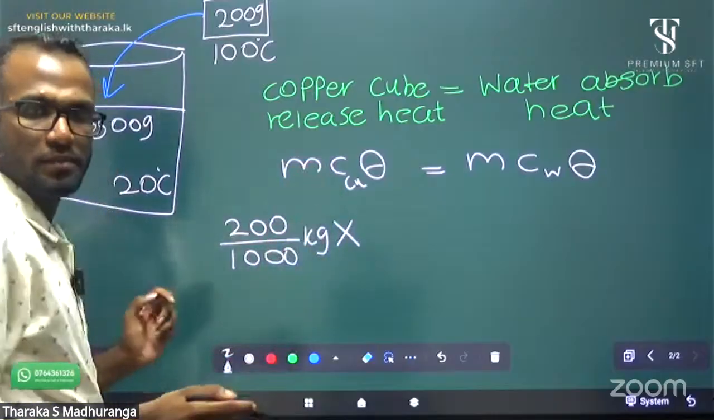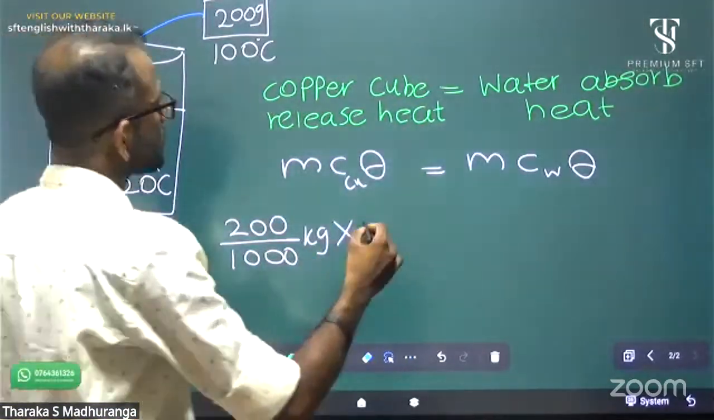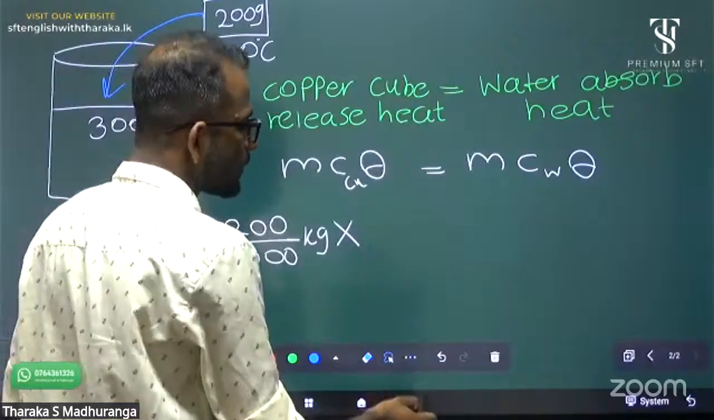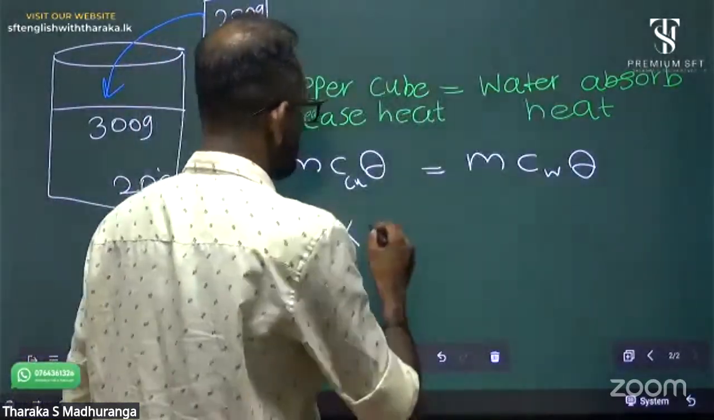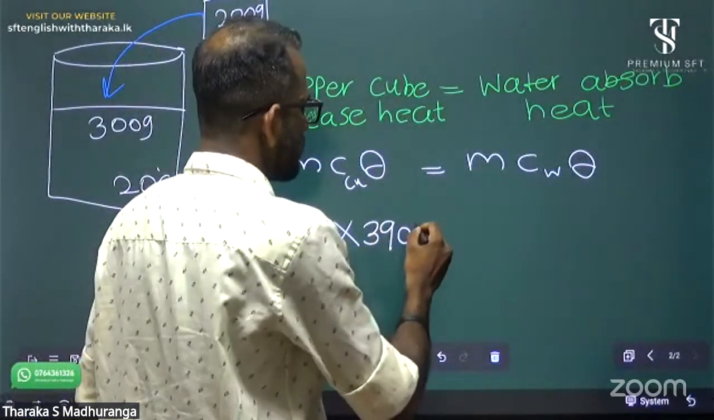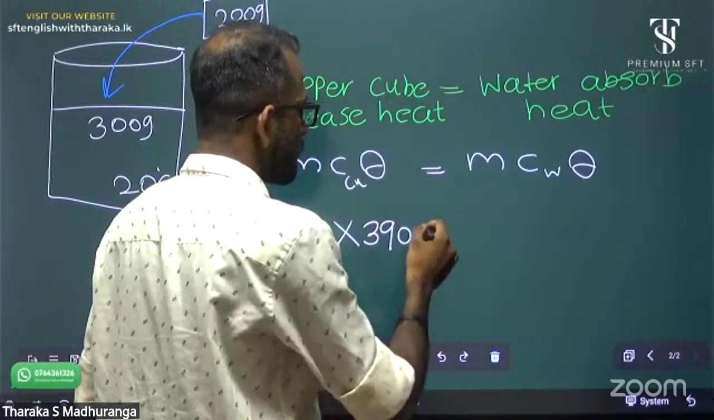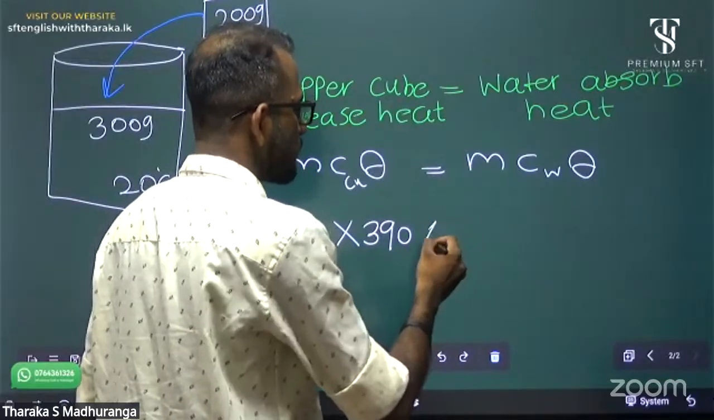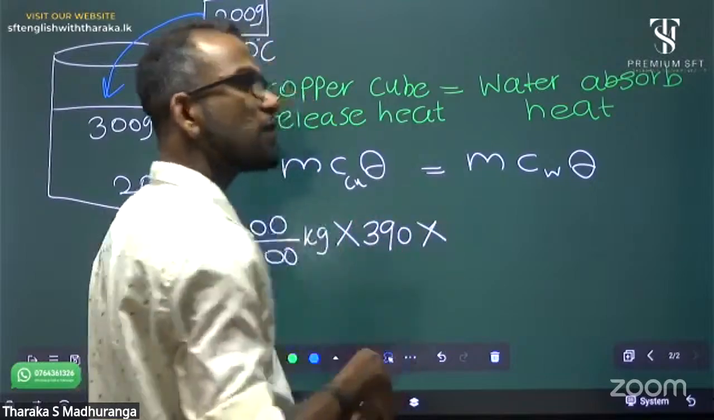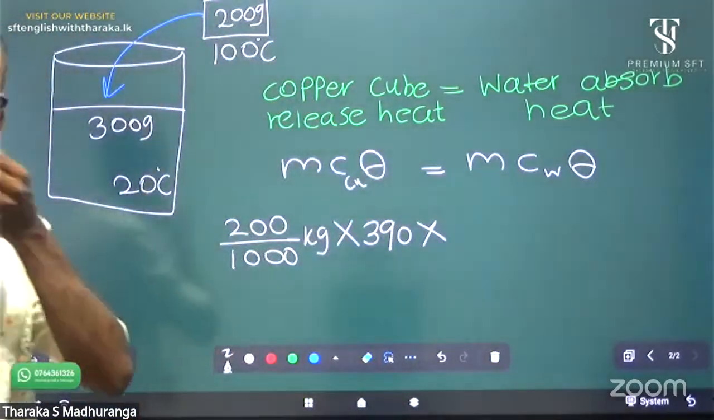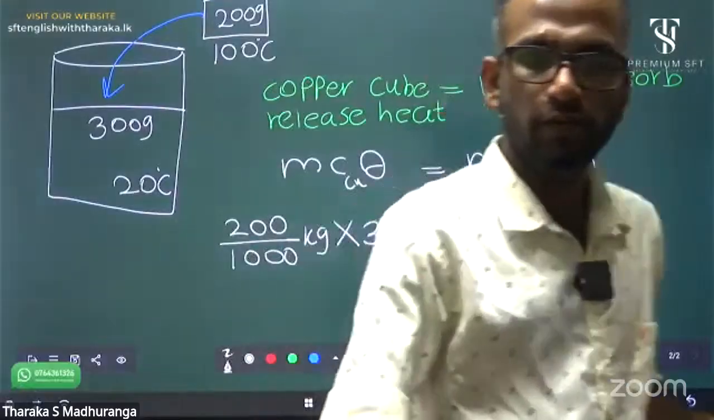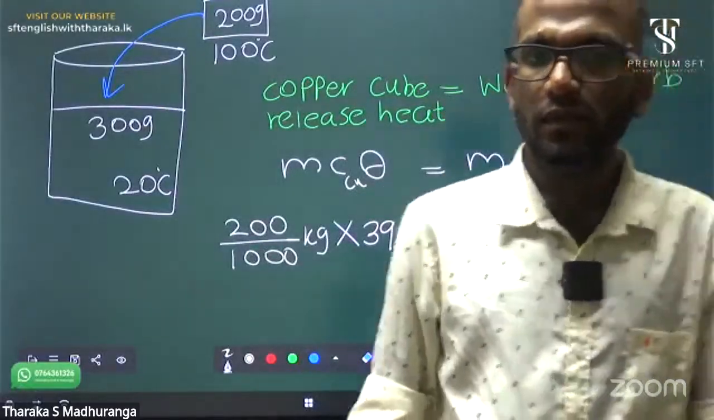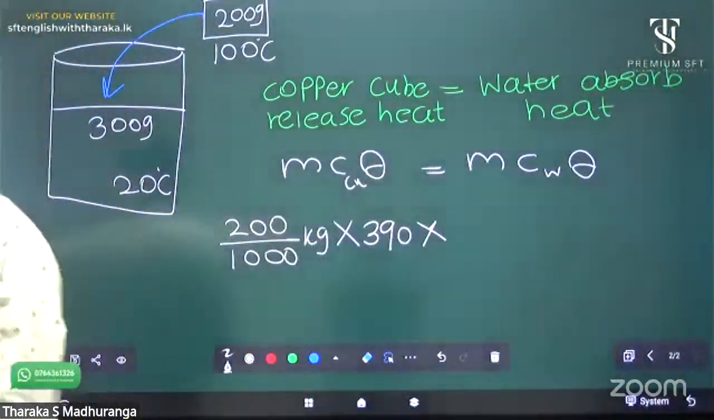The specific heat capacity of copper is given as 390 J kg⁻¹ K⁻¹. Temperature difference, what's the temperature difference? Nabil, what's the temperature difference?